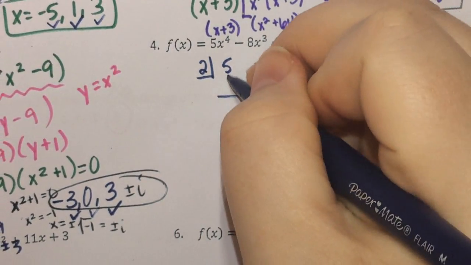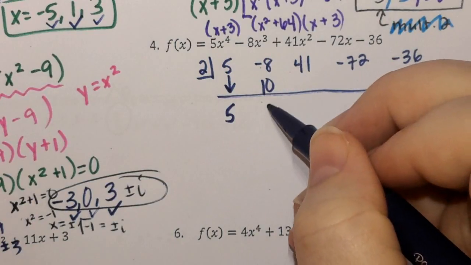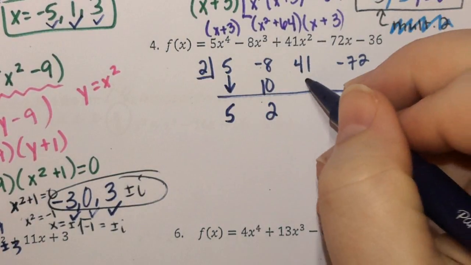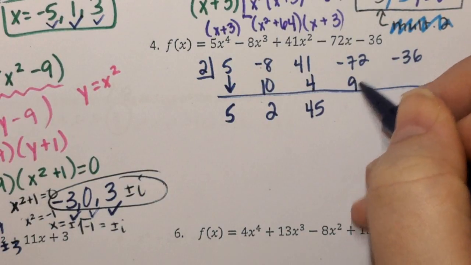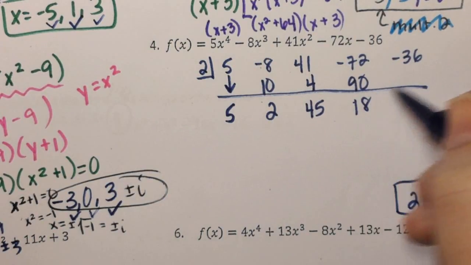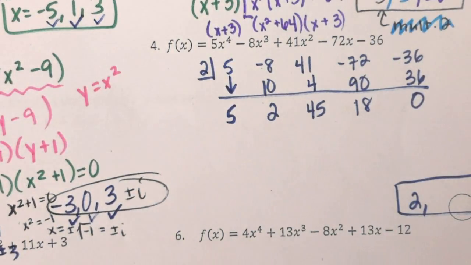I bring down my 5. 5 times 2 is 10. 10 minus 8 is 2. 2 times 2 is 4. 41 plus 4 is 45. 45 times 2 is 90. 90 minus 72 is 18. 18 times 2 is 36. And I know I'm right even though I did all of that fast because why? I got the remainder of 0.